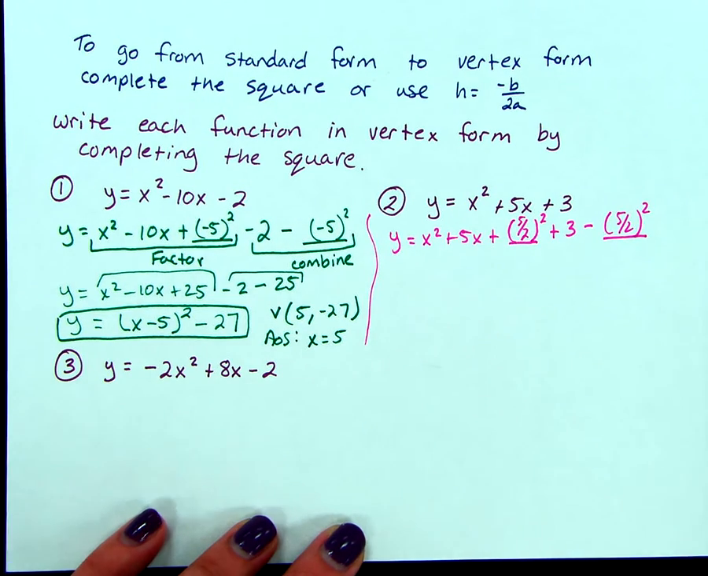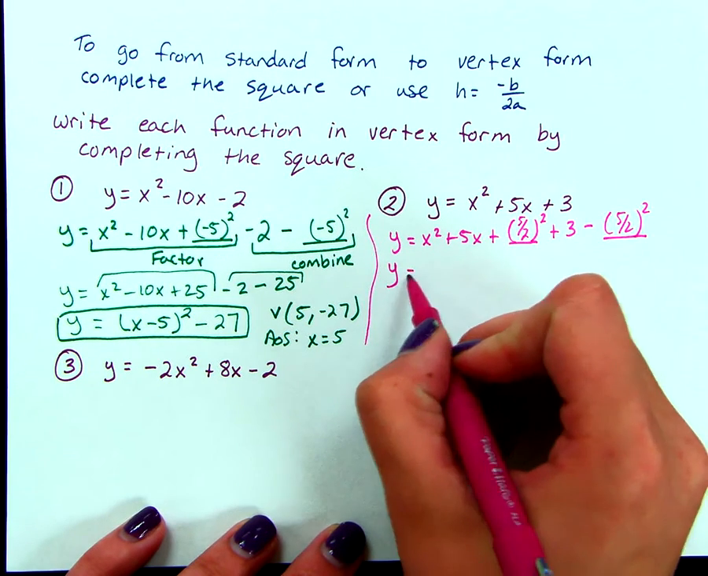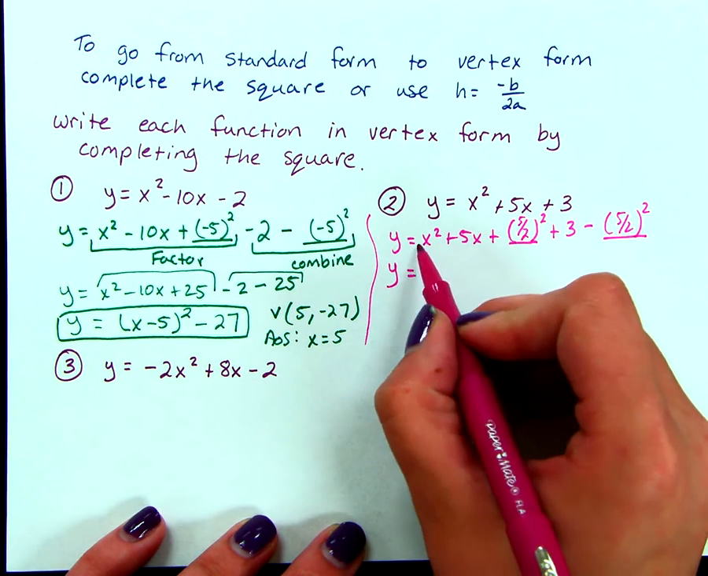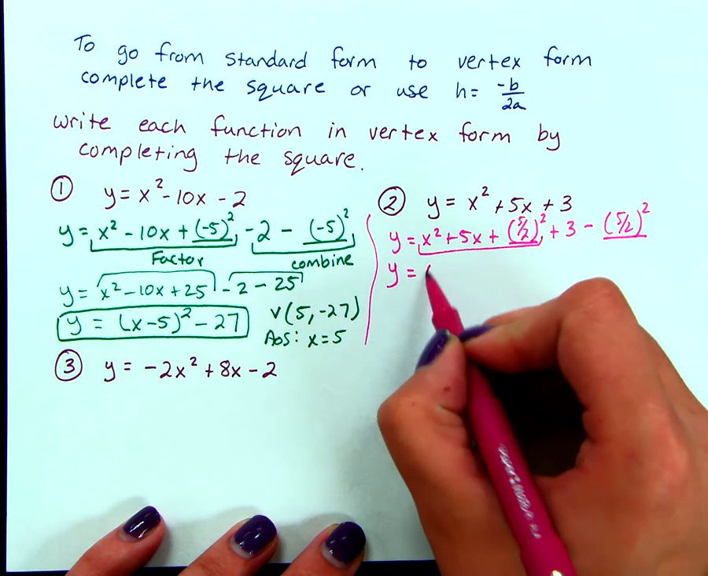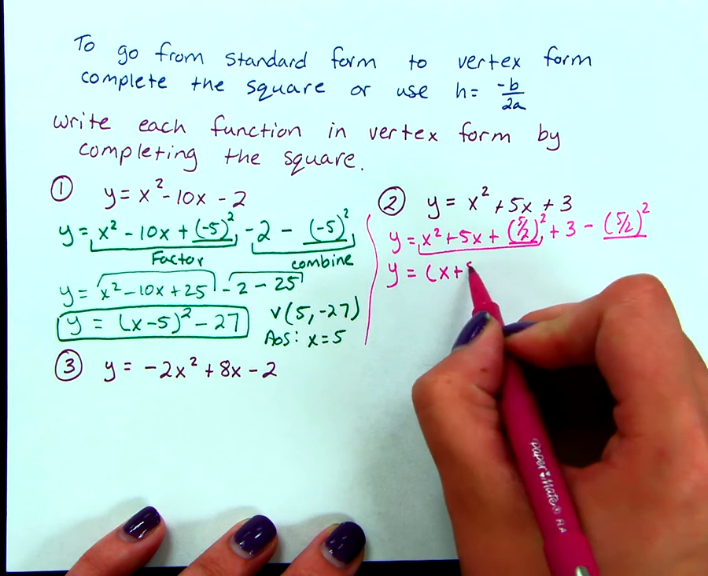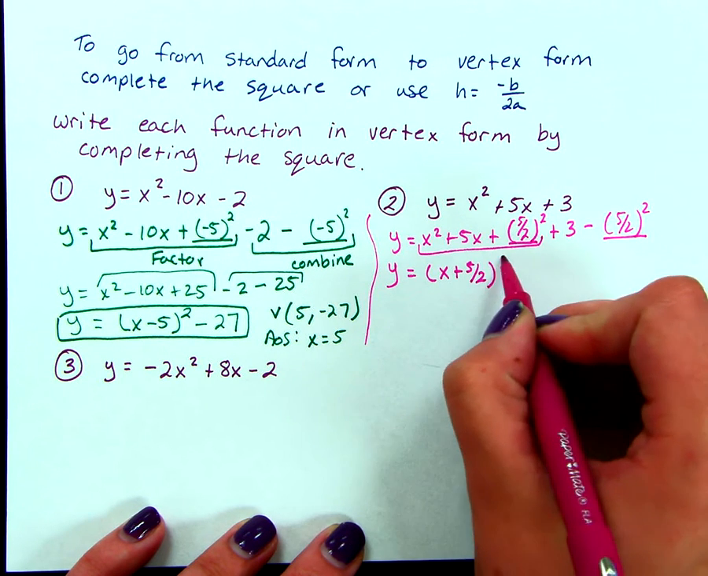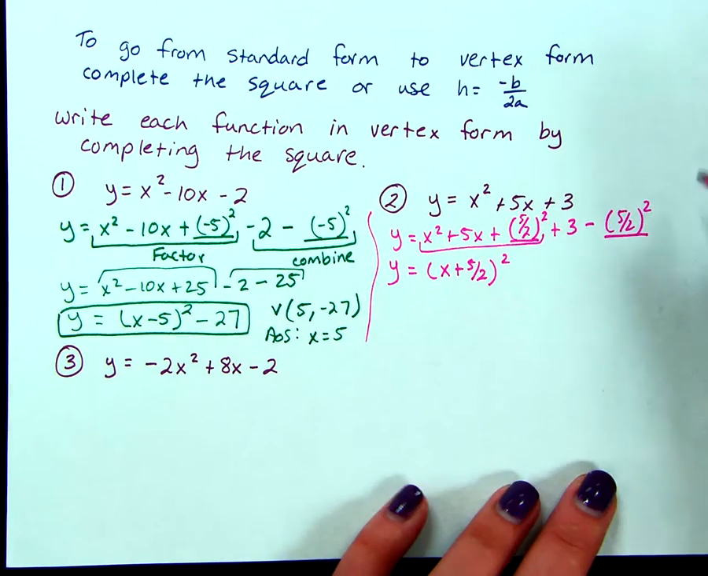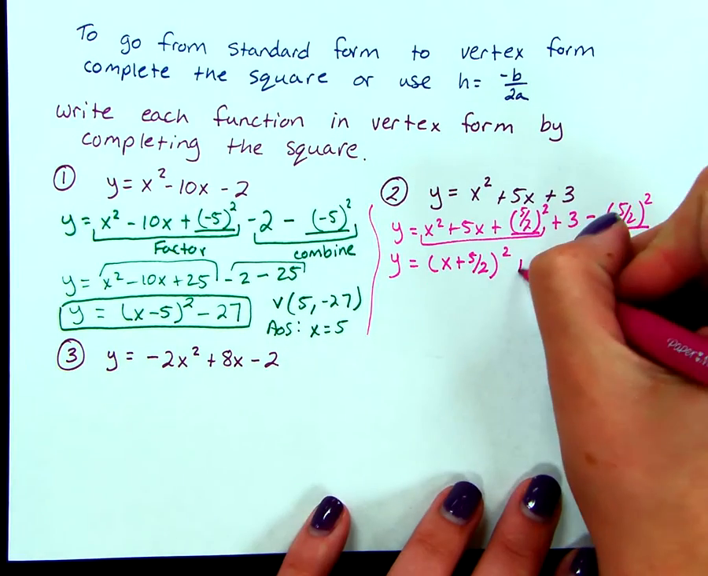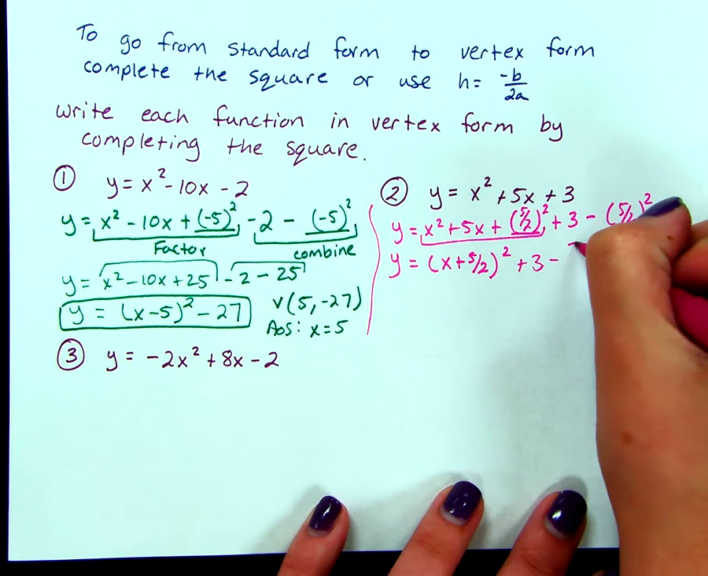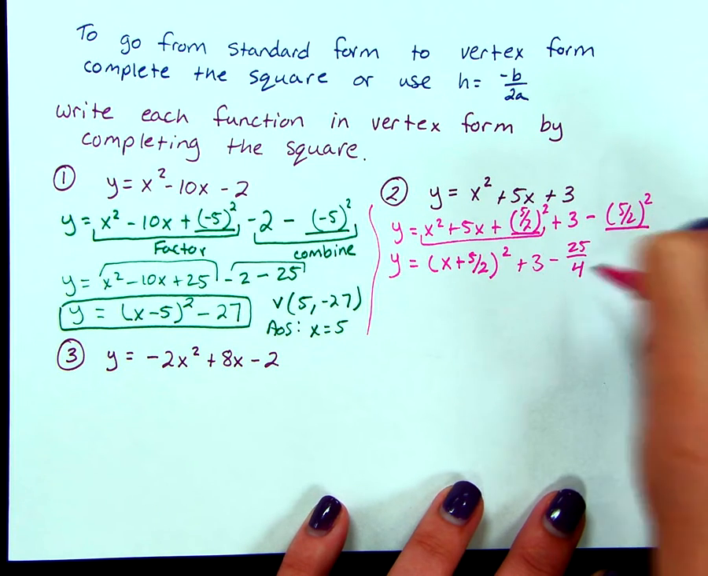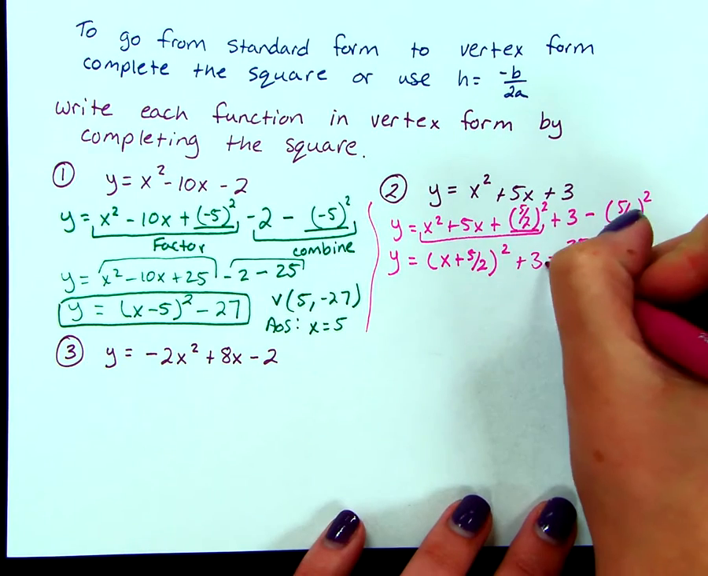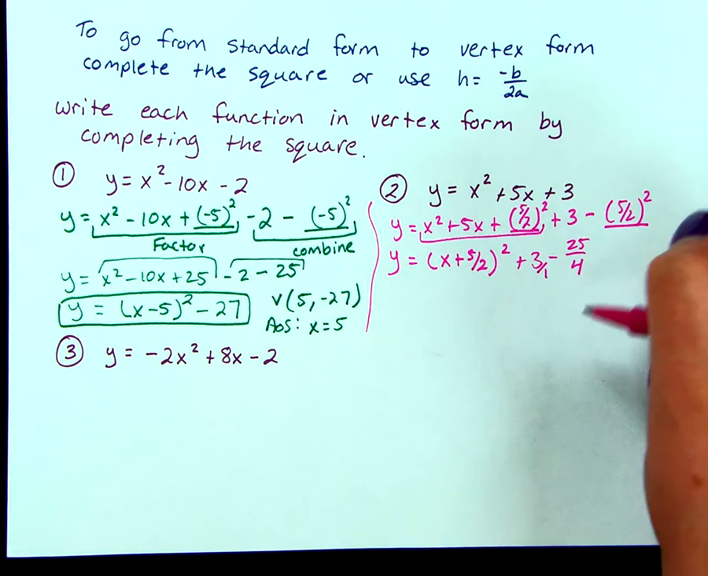So the first 3 terms we are going to factor. So this time I'm going to use our shortcut rule. So the first 3 terms when we factor, we'll factor into x plus 5 halves squared. And then this one, so 5 over 2 squared. So we'll have that plus 3 minus 25 divided by 4. So I need to combine. So common denominator would be 4.